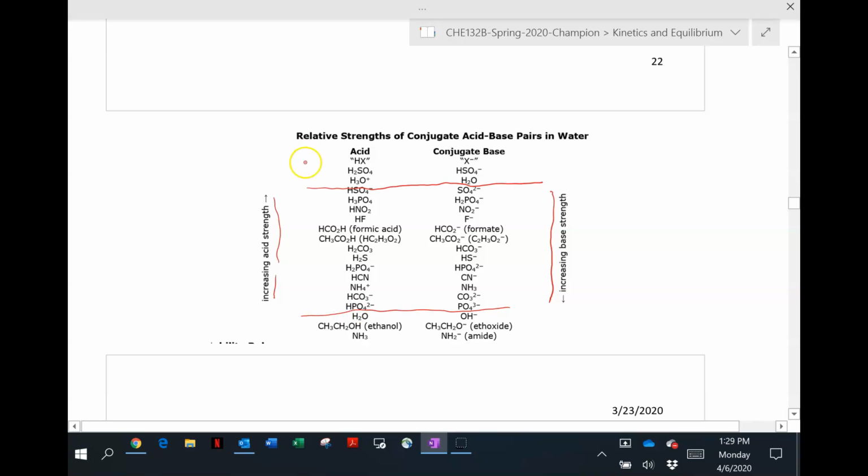Now, here are strong acids. Here are strong bases, and these two things down here won't exist in water. They'll react and become hydroxide immediately. These are weak acids here. These are weak bases, and then these down here are effectively not acidic. They're so weak that they're only there to illustrate how strong the corresponding base is. And up here, these are effectively not basic. Up at the very top.